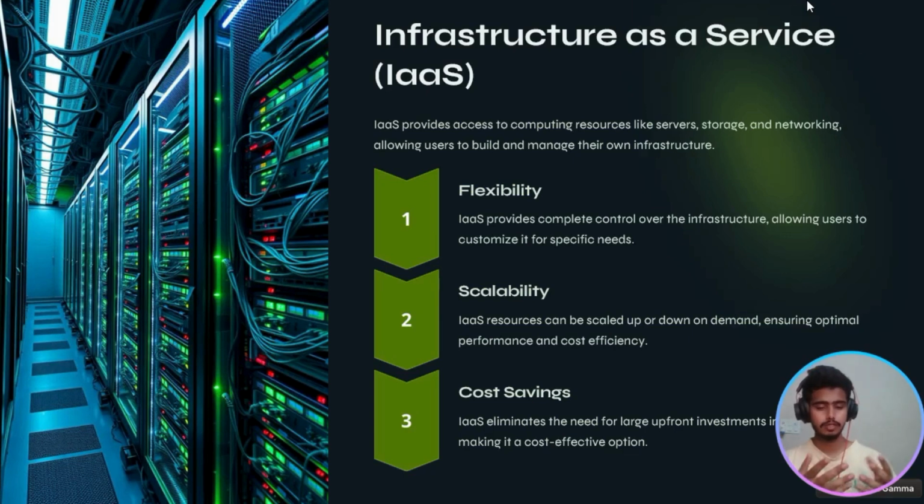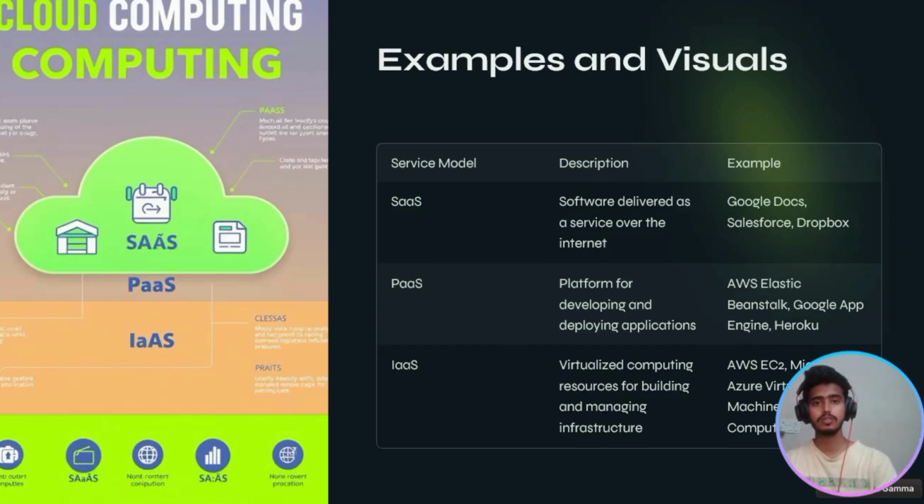Even EC2 and Google Compute Engine come under infrastructure as a service. So let's check why it is most popular. It's because of the flexibility, the scalability, and the cost saving. Infrastructure as a service is also among the most popular cloud computing services. So this is a short description of the cloud computing service models.